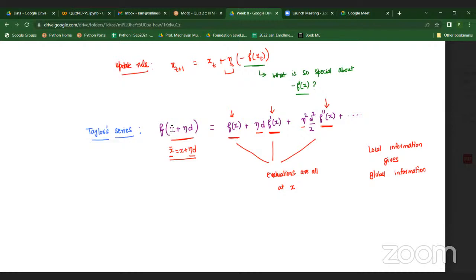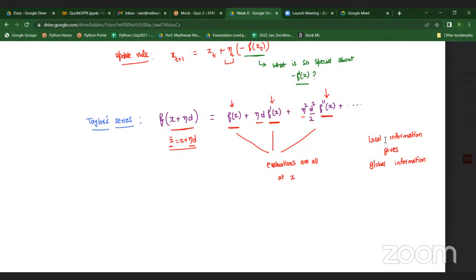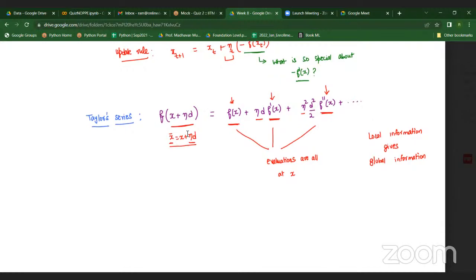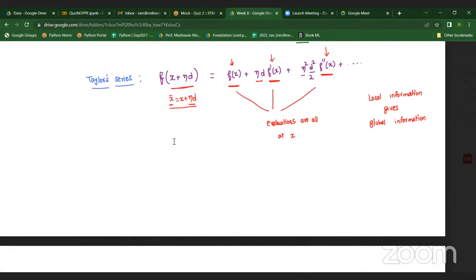That is, I can get f of 2, f of 3, f of minus 1, f of 0, f of 1.5, f of 100, f of 1000. Basically, I could get any information. So if you know the entire local information at a particular point, it gives you the global information at any point. That's what the Taylor series does.